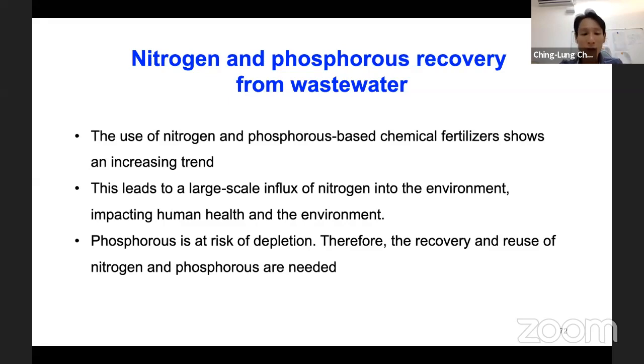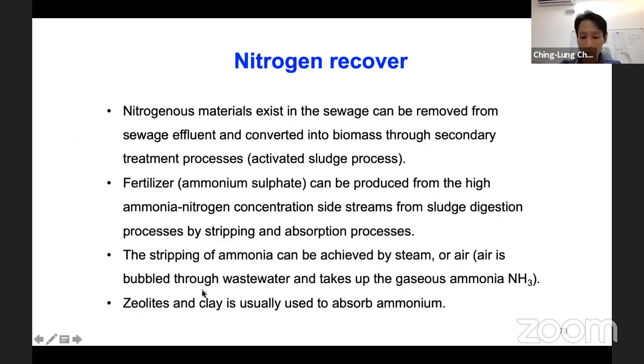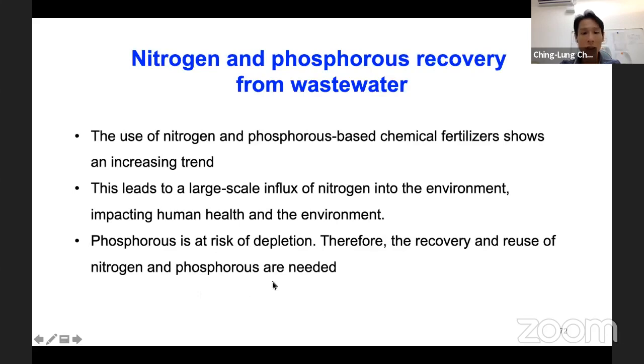And phosphorus is at risk of depletion, because phosphorus is a natural resource. If we just use phosphorus without recovering it, one day we may use up all the phosphorus. Therefore, the recovery and reuse of nitrogen and phosphorus are needed.